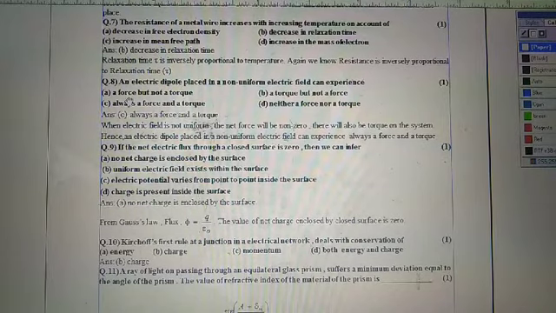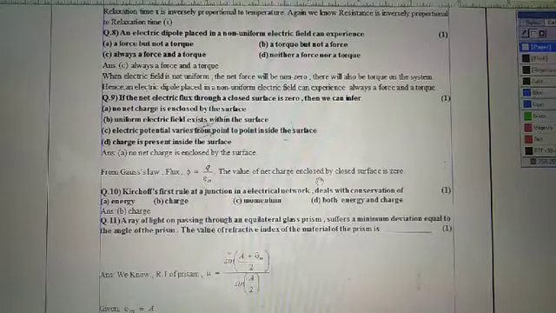How? Relaxation time is inversely proportional to temperature, and we know that resistance is inversely proportional to relaxation time. So if you increase the temperature, then relaxation time will be decreased, and automatically, since resistance is inversely proportional to relaxation time and relaxation time is decreasing, that means resistance will be increased. So let's proceed to question number 8.